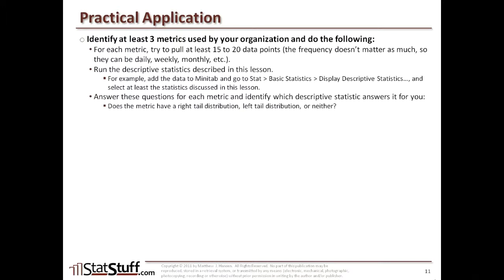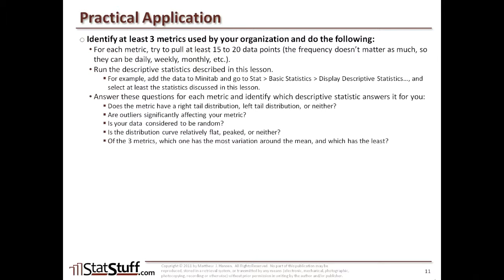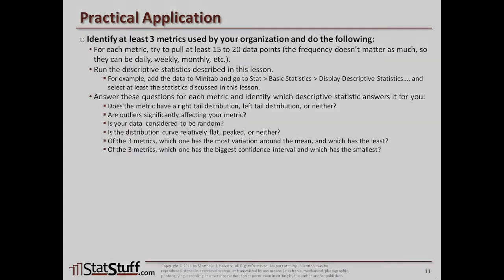So try to answer these questions like, does the metric have a right tail distribution, left tail distribution, or neither? And are there outliers significantly affecting your metric? Is your data considered to be random? Is the distribution curve relatively flat, peaked, or neither? Of the three metrics, which one has the most variation around the mean and which has the least? And of those three metrics, which one has the biggest confidence interval and which one has the smallest?